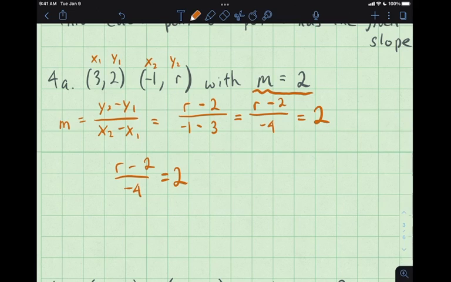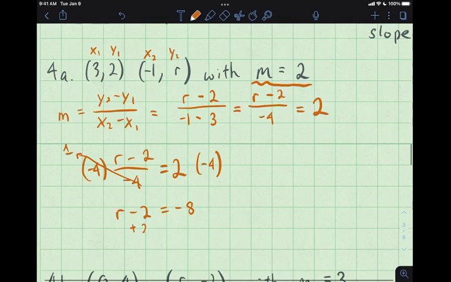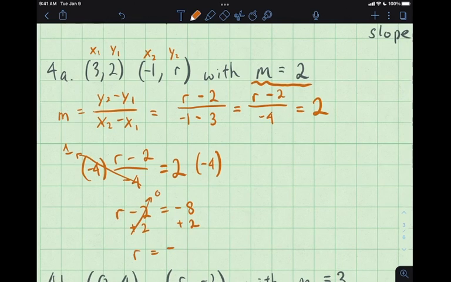When we say solve, we want to figure out what the value of r is. Let's first multiply both sides by negative 4, so that this part makes 1. We're left with r minus 2 equals negative 8. From here, we can add 2 to both sides. Undo that subtraction, this makes 0. R, therefore, equals negative 6.